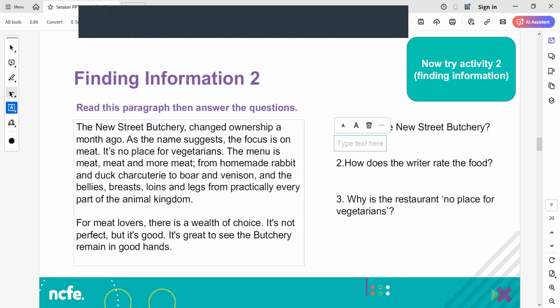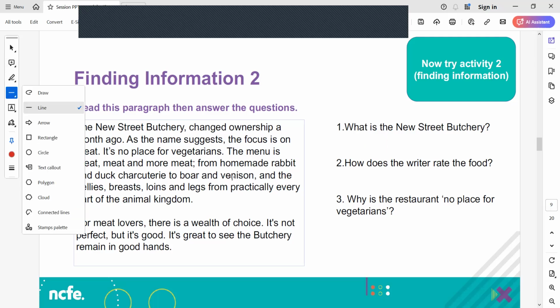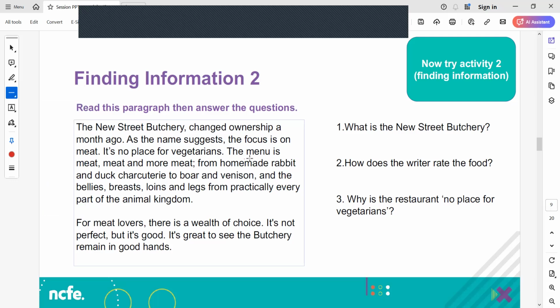Okay, so I'm going to underline a keyword in the text that gives us a big clue. The menu is meat, meat and more meat. So what type of place has a menu?